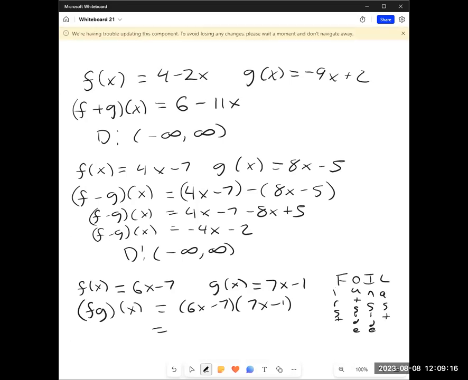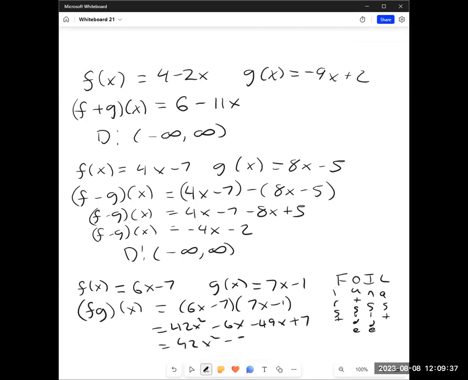And 6x times 7x, multiply the first two things together. Now I'm going to multiply the outside things together to get a negative 6x. Now the inside things together to get a negative 49x. And the last things together to get a positive 7. I'm going to combine my like terms there, like so.